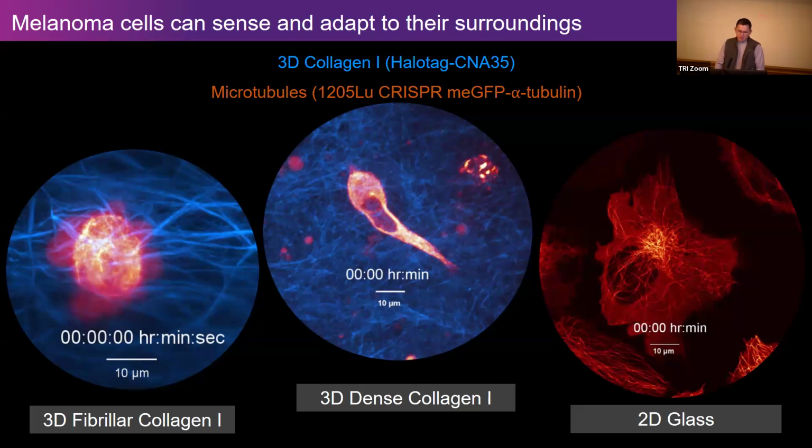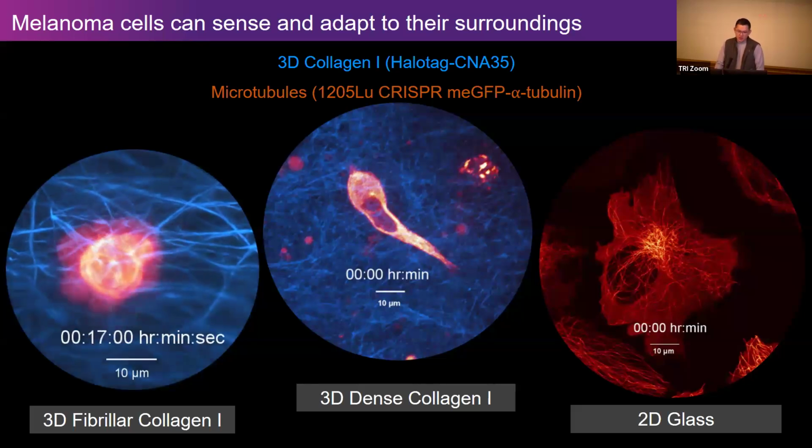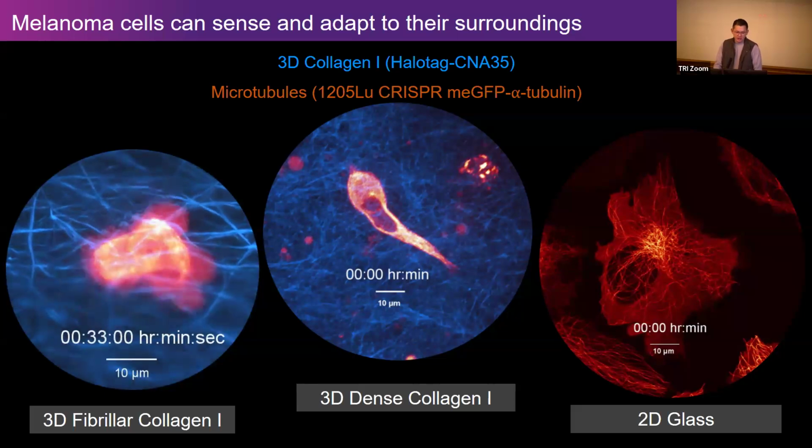And here, what I'm going to show you is this concept of mechanoreciprocity, which is the bidirectional relationship between cells and the mechanical properties of their substrates and environments. So these are melanoma cells, endogenously tagged with GFP on their microtubules, and they're grown or embedded in three different settings. The one on the left is deep within a collagen lattice, a fibrillar lattice.